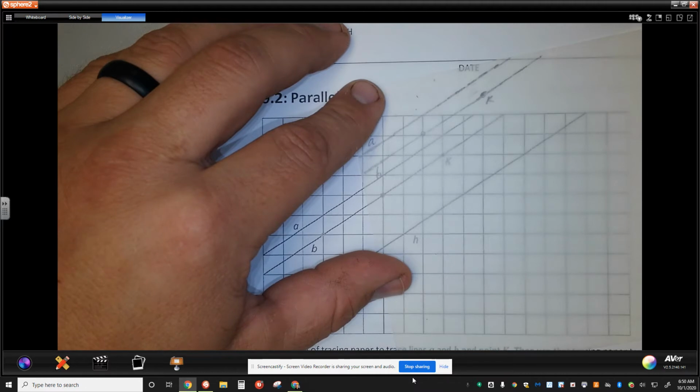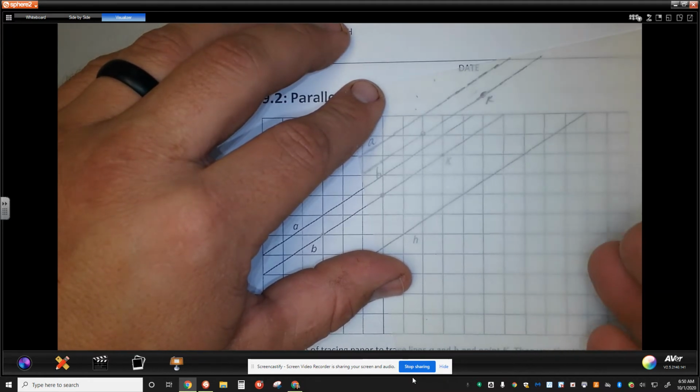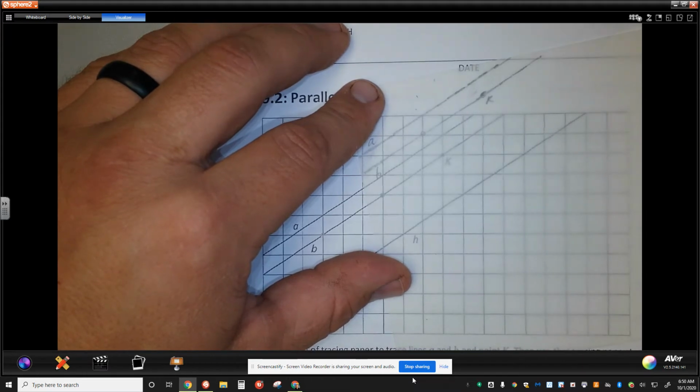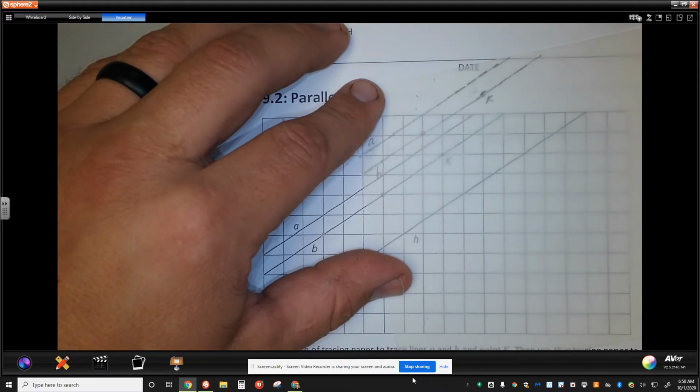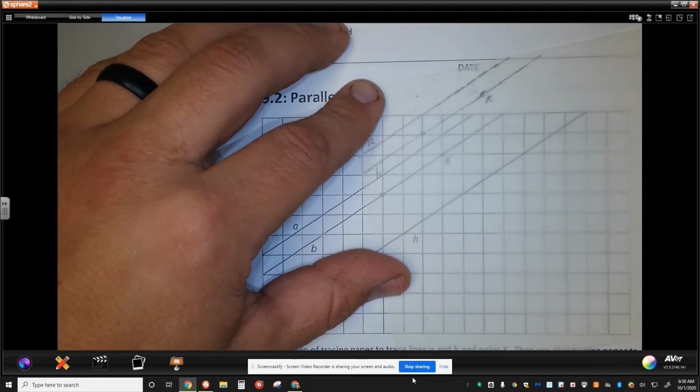As I look at this, my lines really didn't change. I mean, I still see parallel lines. A and B still appear to be parallel. And it says, what is the same in the original and the image? Well, the lines remain parallel no matter what I did. With this translation, they moved to a new position, but what I notice is that the lines are still parallel, but in a new position.